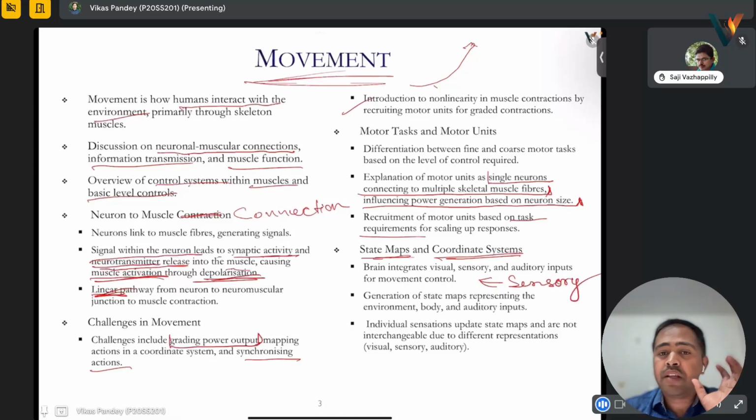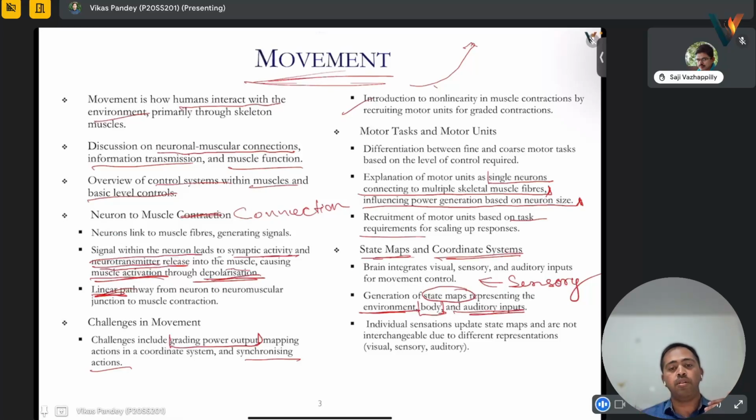So the brain integrates all of this, and then according to that, movement control is there. According to this, there will be state maps, or we can say a position or an orientation, that represents the environment in the present case, like outside, what is the light, what is the sound, what is the temperature, such kind of things. Then the position of the body, spatial position, and auditory input. Based on this, state maps are created.